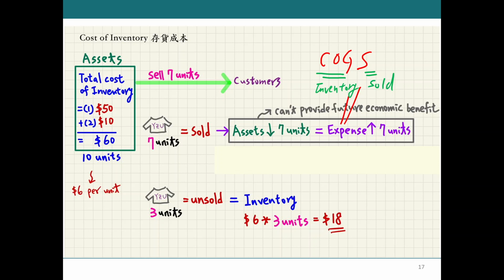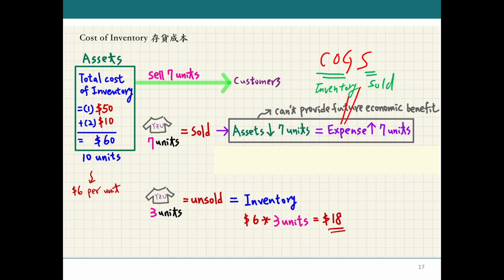For the 3 unsold, still the same, your inventory in your company. Any questions? But remember, in accounting and finance, even though we care about the units, we care more about money. So 7 units, 3 units, how much? For finance and for accounting, okay? Who cares about units more?